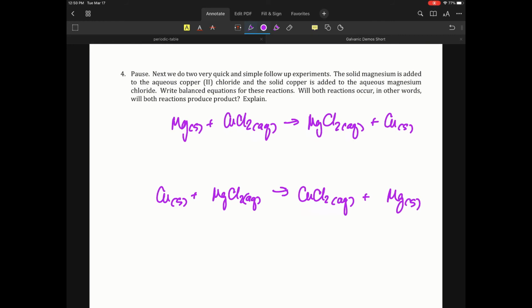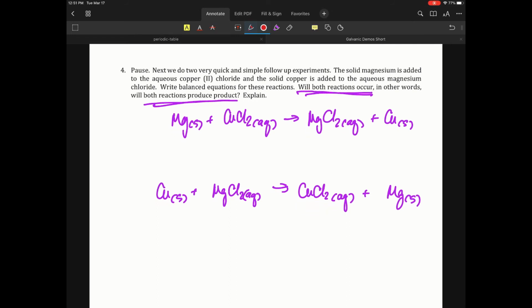All right, so then I ask you to write balanced equations, and then I ask you, will they occur? Or in other words, will both reactions produce product? And then to explain. So take a moment, pause, ponder in light of all the things we've just looked at and talked about, and see what you think. And then obviously come back for the answer. Okay, so what did you decide?